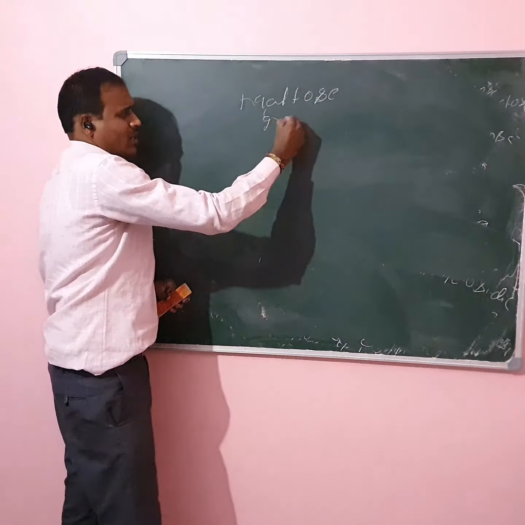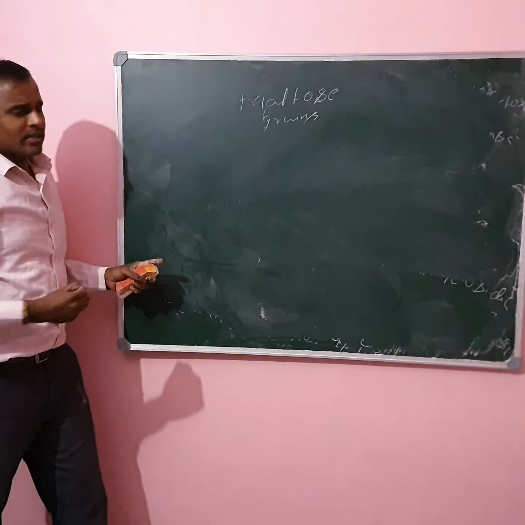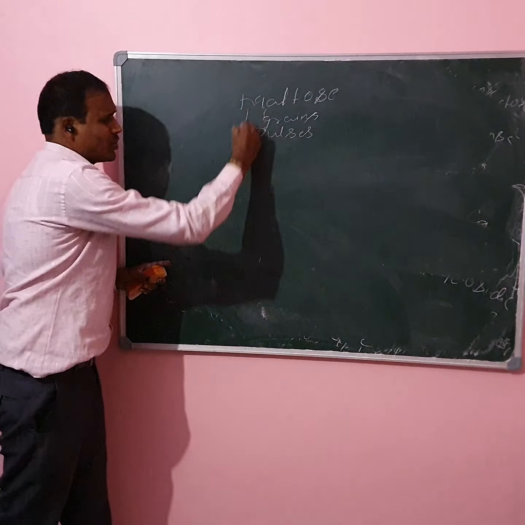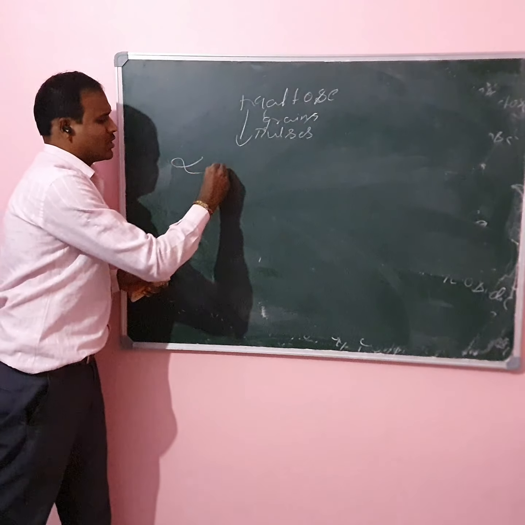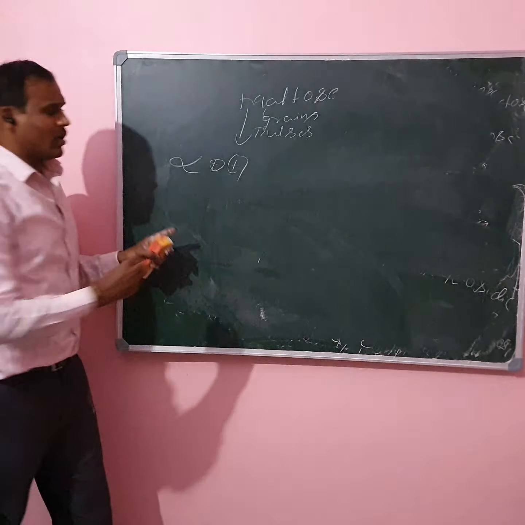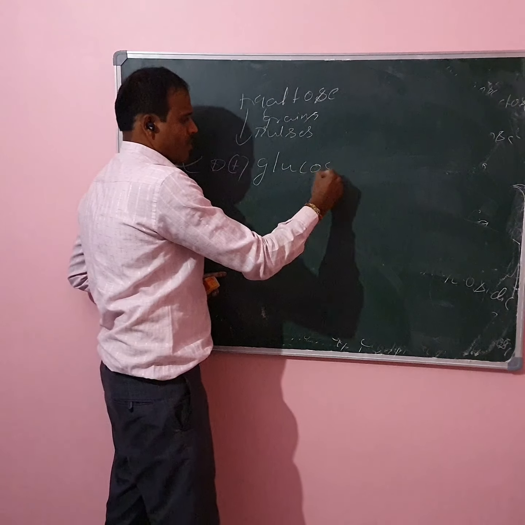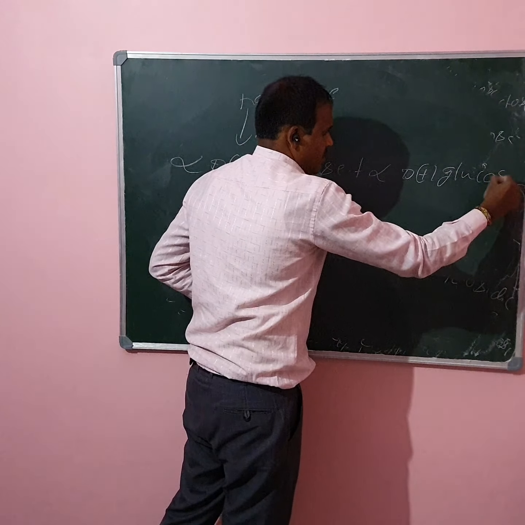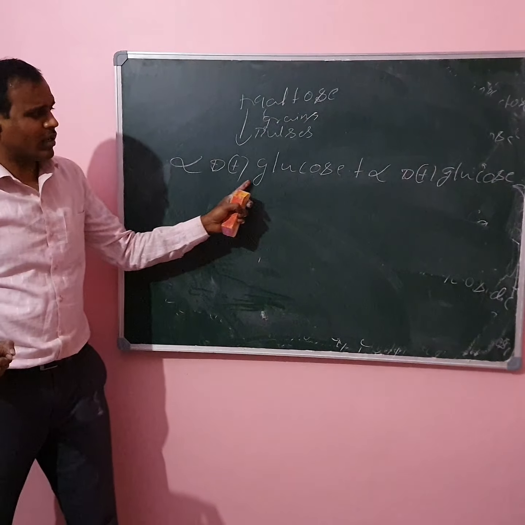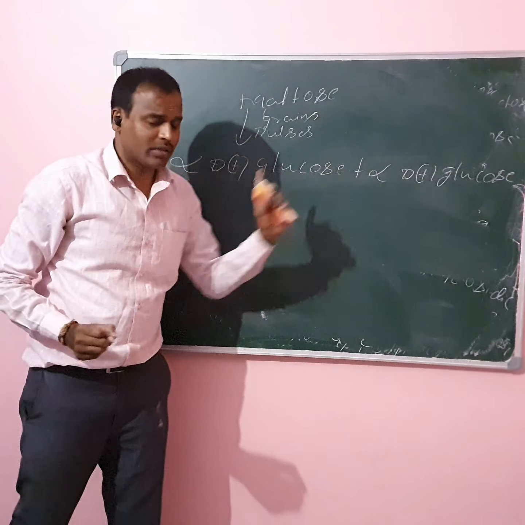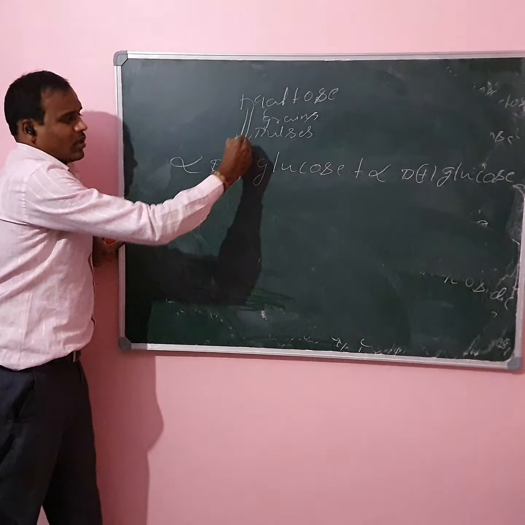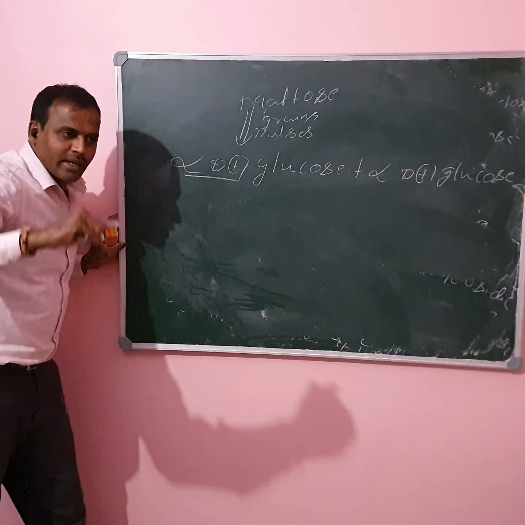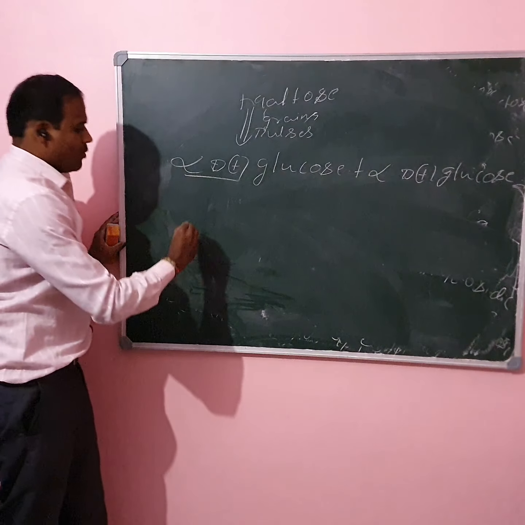Maltose is found in grains and pulses. What is the composition? Maltose is alpha-D-(+)-glucose plus alpha-D-(+)-glucose. This is alpha-D-(+)-glucose and this is alpha-D-(+)-glucose. And sucrose, what is its composition? Alpha-D-(+)-glucose and beta-D-(-)-fructose.